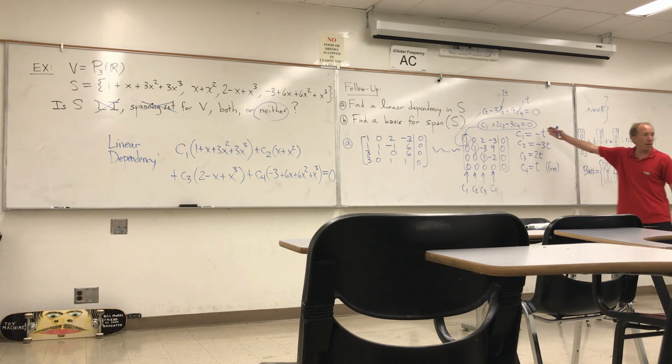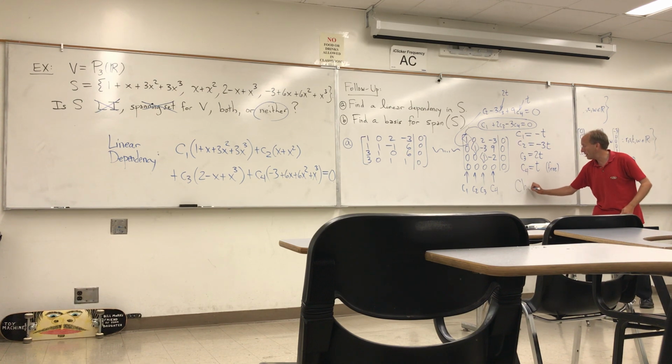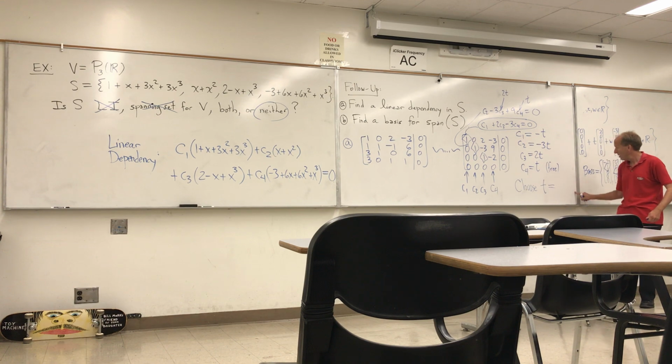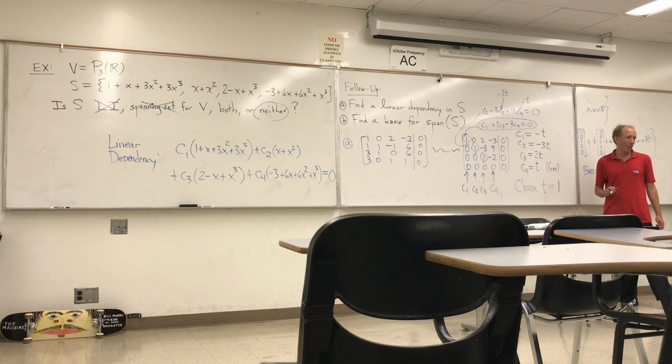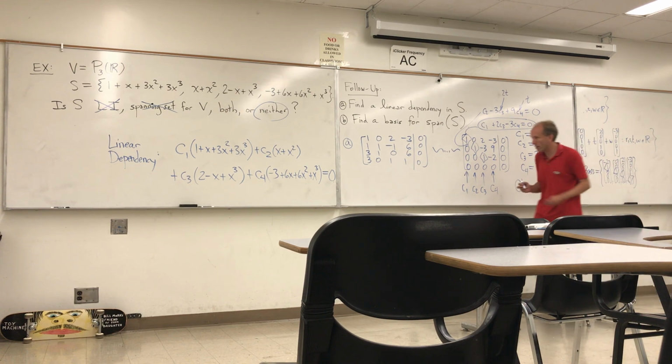Exactly. We just found expressions for C1, C2, C3, and C4, but I should actually plug numbers in. So in other words, what I need to do over here, guys, is I need to choose a value for t. Right? Now, what kind of a number do you want me to choose here? 1. Anything except 0. If you choose 0, you're going to get in trouble, because then everything's going to be 0, and that's not going to give you the linear dependency.